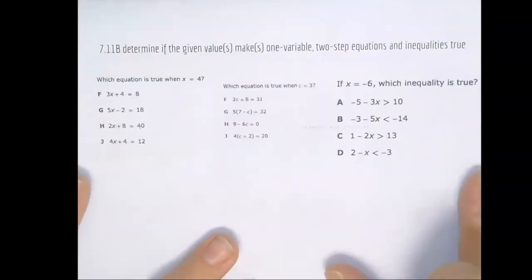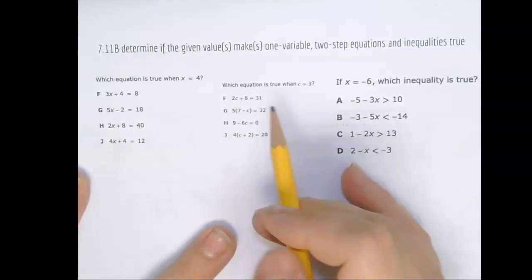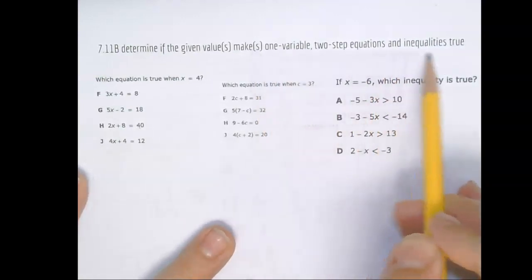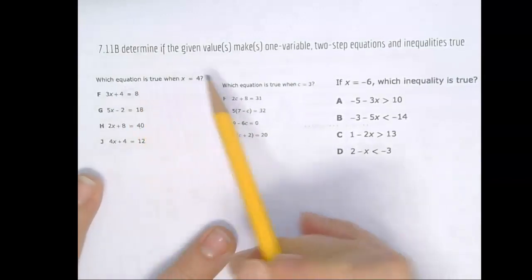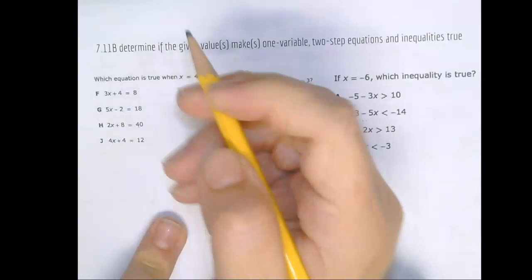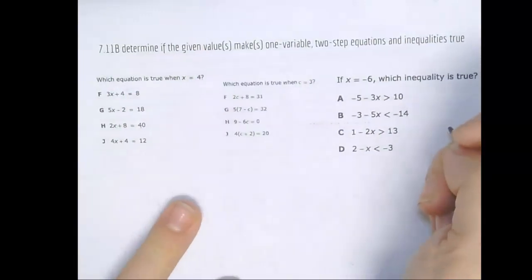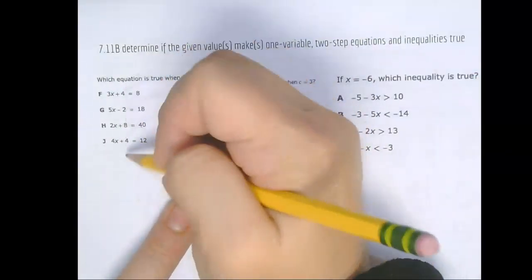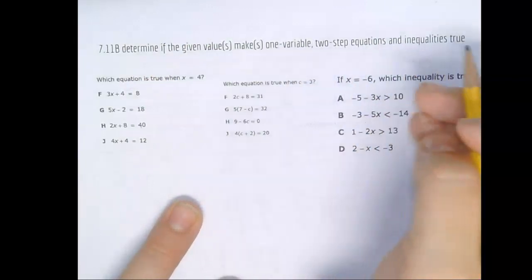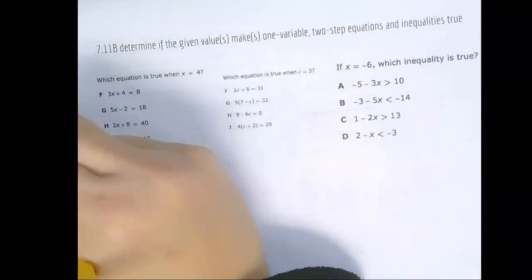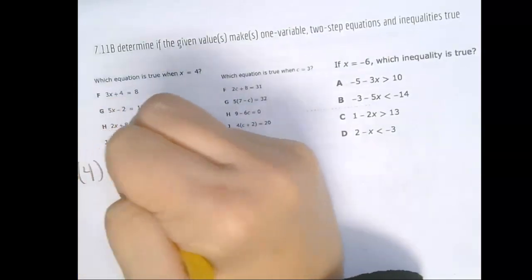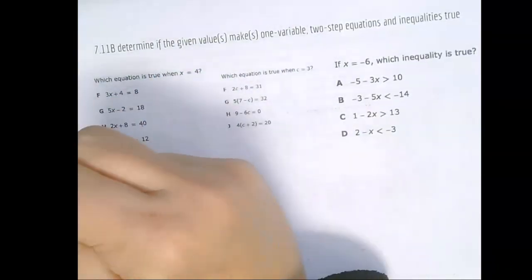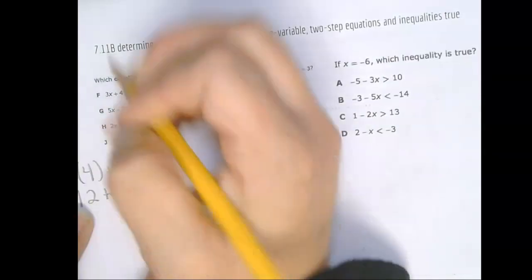All right, so let's determine if the given values make our one variable two-step equation and inequalities true. So we have which equation is true when x is equal to 4. So we are going to sub in 4 for every time that we see an x, and we will determine the equation that completes it. So we have 3 times 4 plus 4 is equal to 8. Well, 3 times 4 is 12 plus 4 more. Okay, 16 is not going to equal 8.